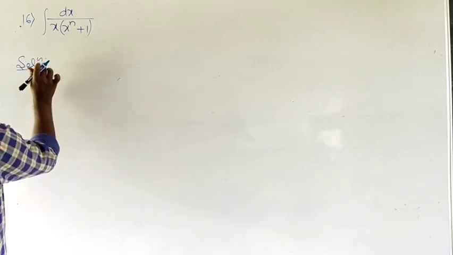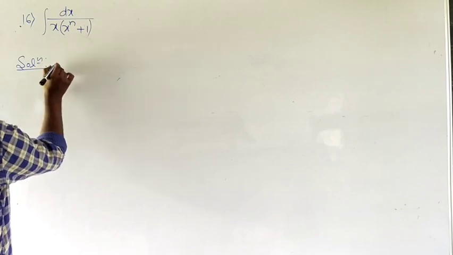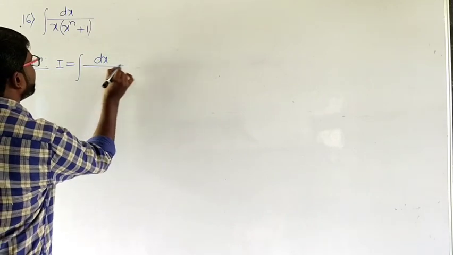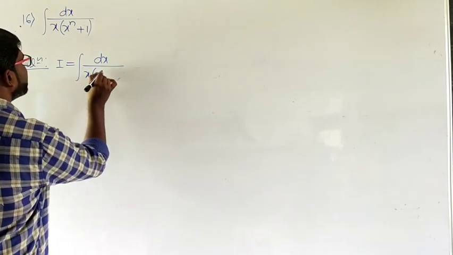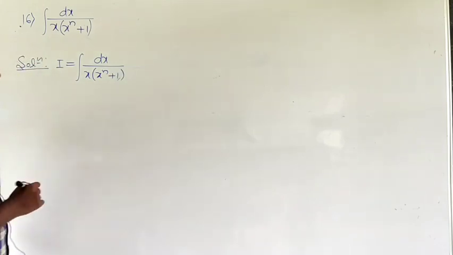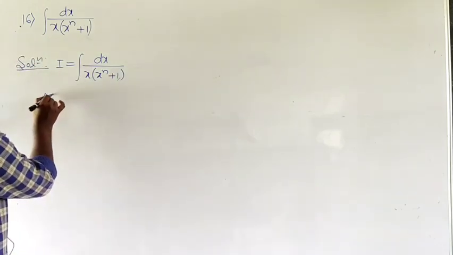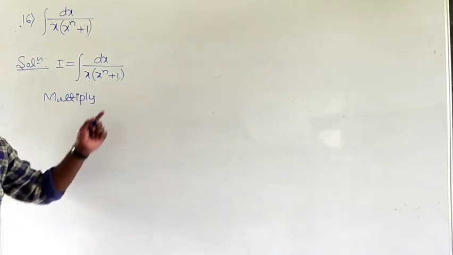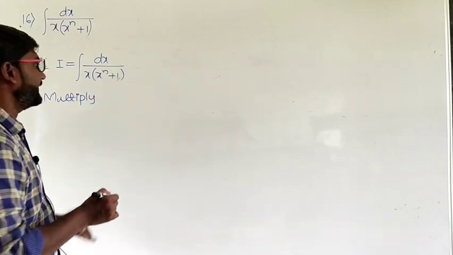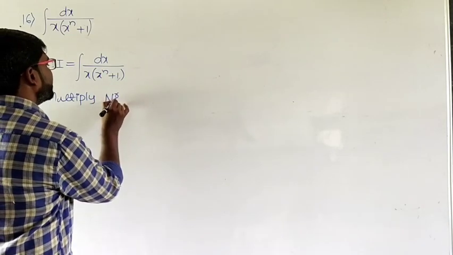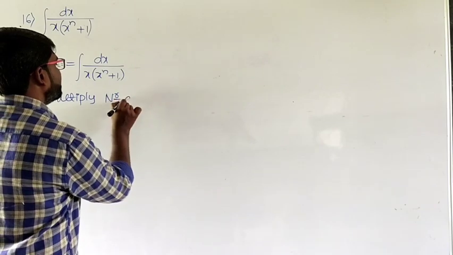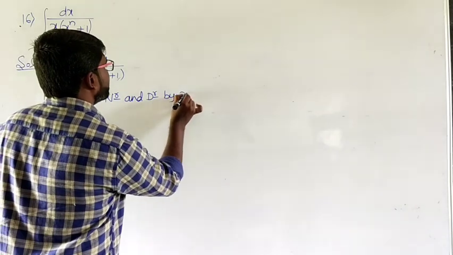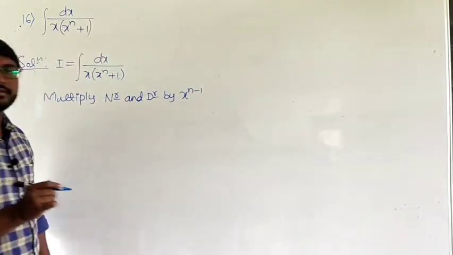So I take this as I which is equals to integral dx upon x into x to the power n plus 1. So now multiply nr and dr, that is the numerator and the denominator, by x to the power n minus 1.